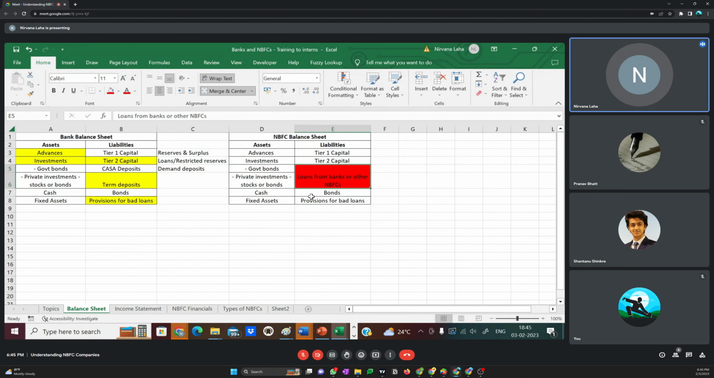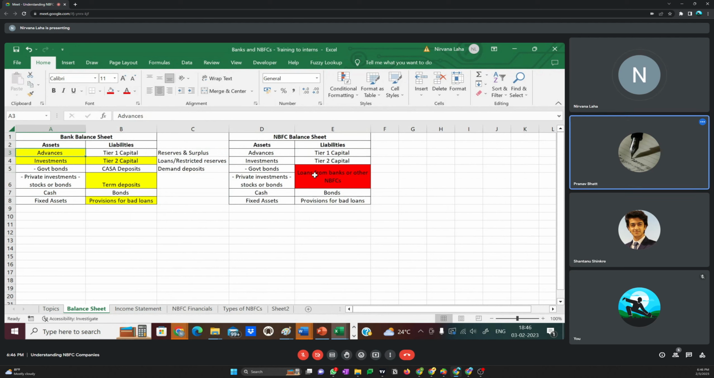So how do NBFCs raise money? They can either issue bonds or they have to take loans from other banks or NBFCs. Generally, they take loans from other banks. So imagine this is HDFC, and imagine this is IIFL Finance. On HDFC's asset side in advances, there will be some loans made to IIFL Finance, which will reflect in this part of IIFL Finance as liability on its balance sheet. Is that clear? Pranav, did you get that?